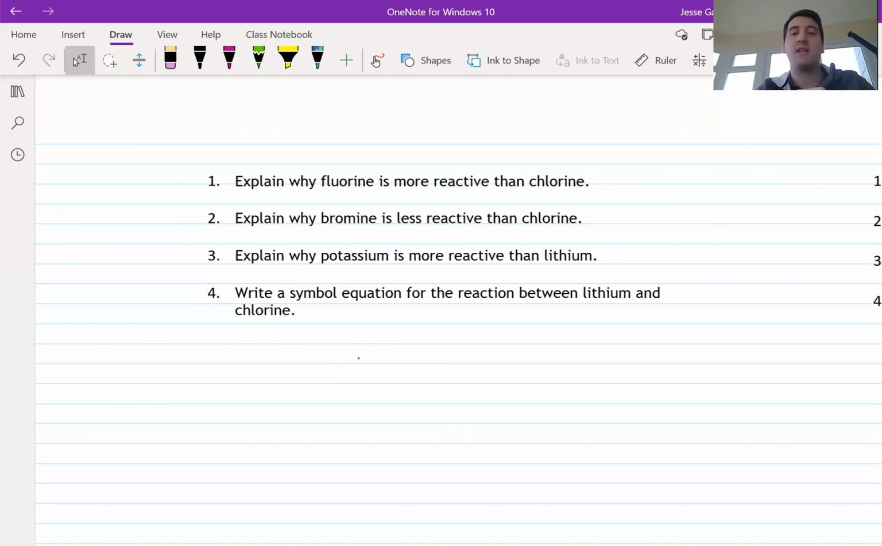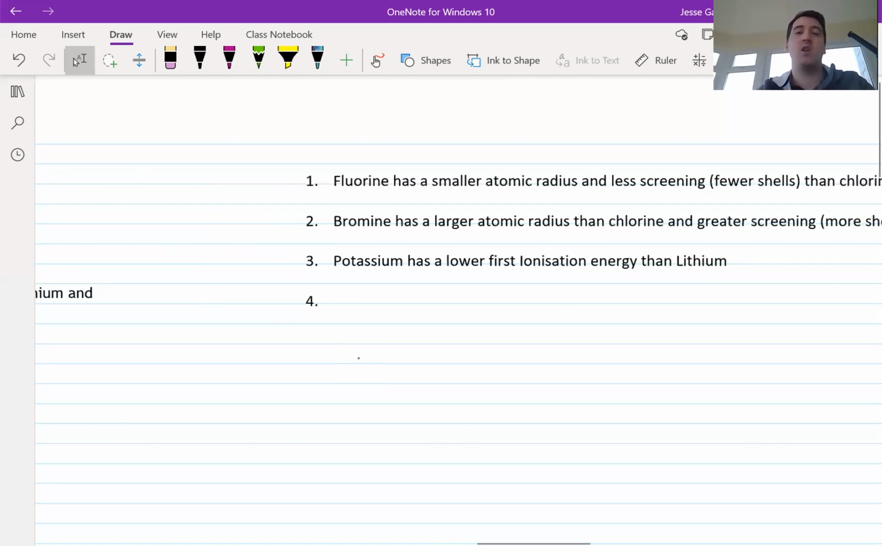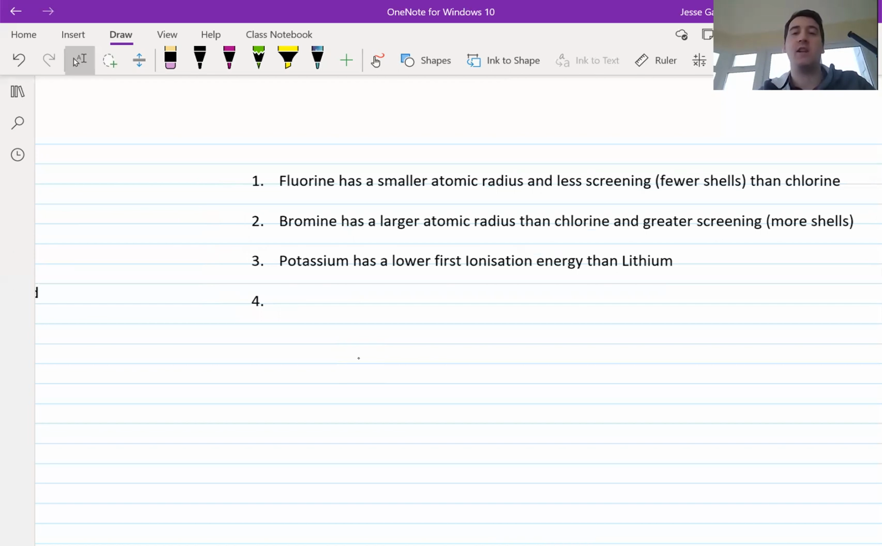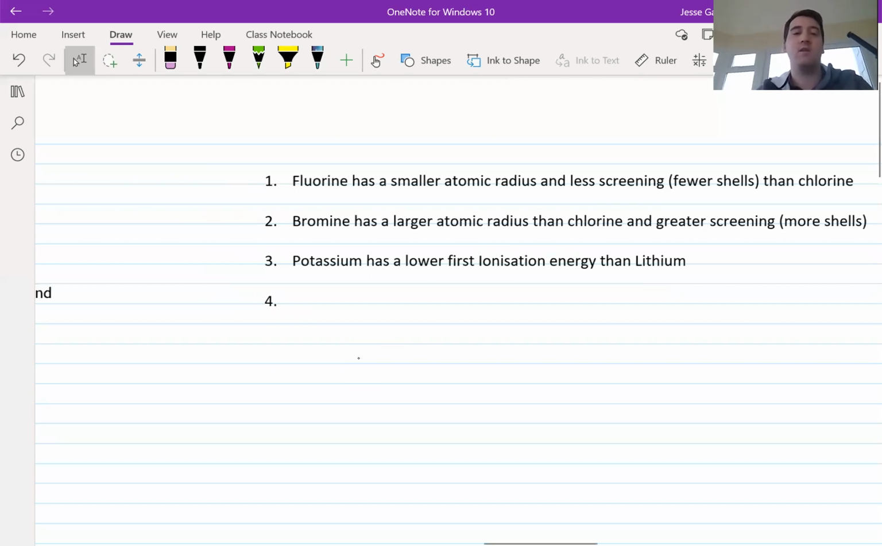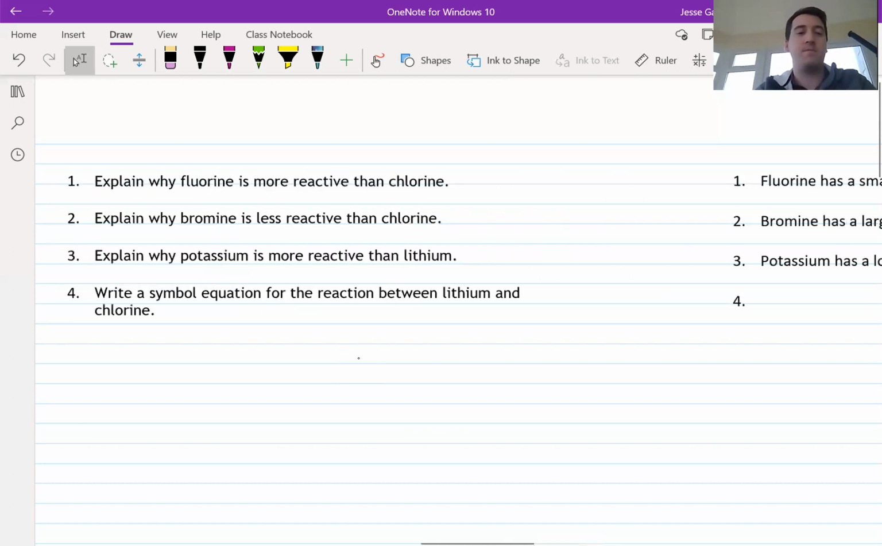Okay, so why is potassium more reactive than lithium? Well, potassium is below lithium in group 1. Potassium has a lower first ionization energy, which means it loses electrons easier than lithium. That makes it more reactive. So potassium has a lower first ionization energy than lithium. That means it takes less energy to remove electrons from potassium than it does from lithium. Therefore, it's more reactive. It really is that simple.